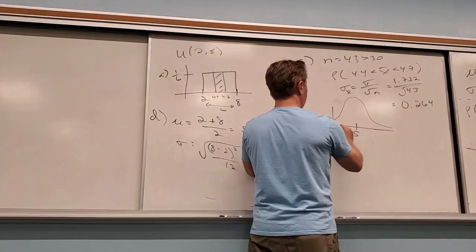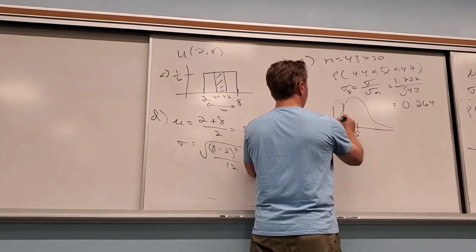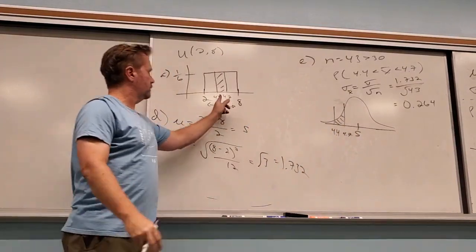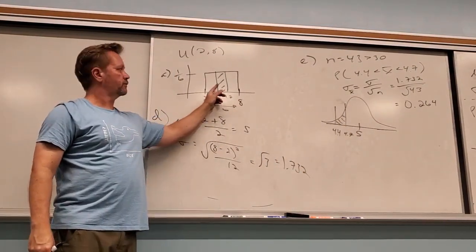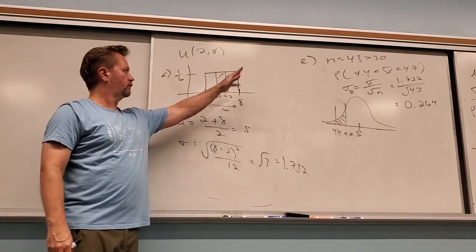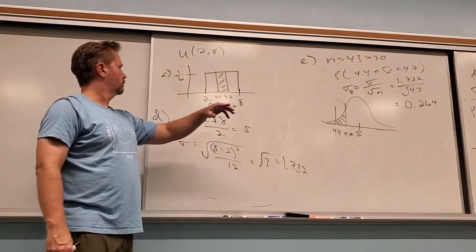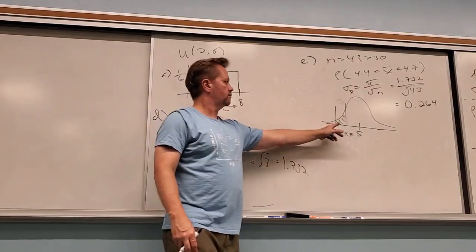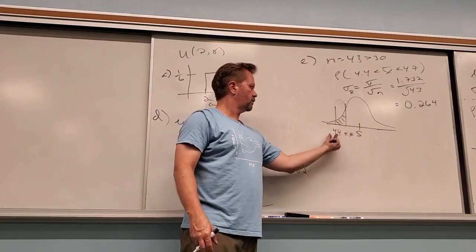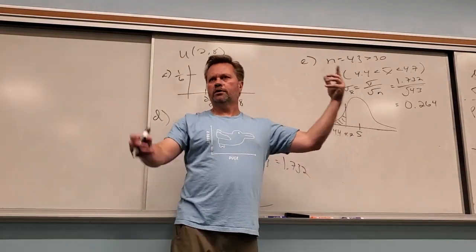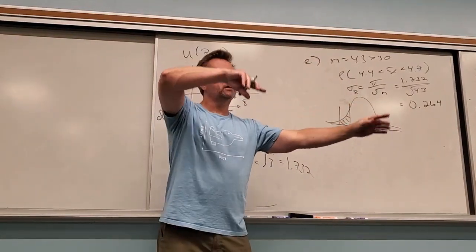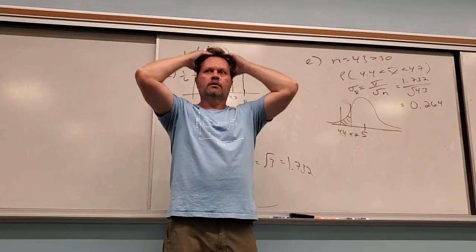Here's 4.4. Here's 4.7. I want this area. Can I do it as easily as we did over here? This is a rectangle. Area is an easy formula, right? No, I can't do it as easy, but it's not that terrible. What do I do with each of these now? Turn them into Z. Turn each one into a z-score, look up each area, subtract the areas, right?